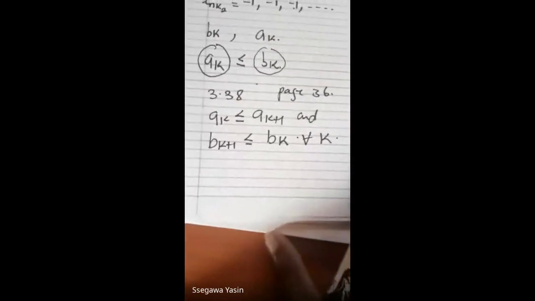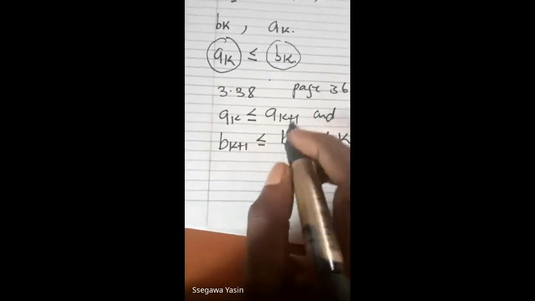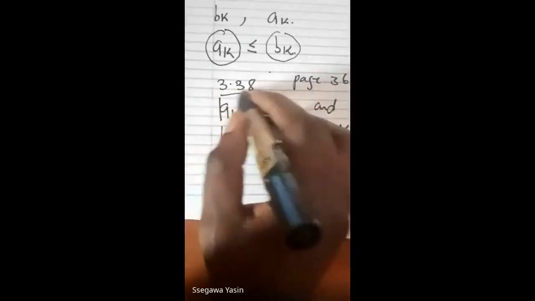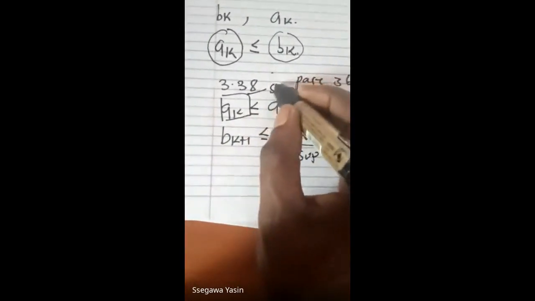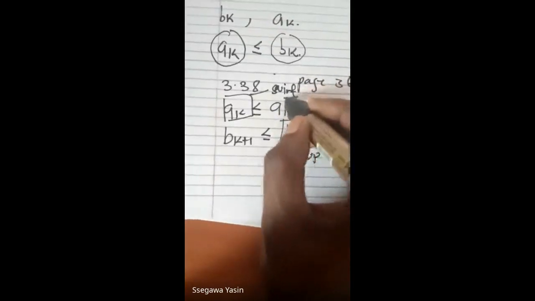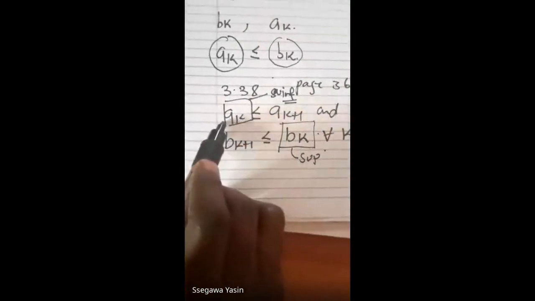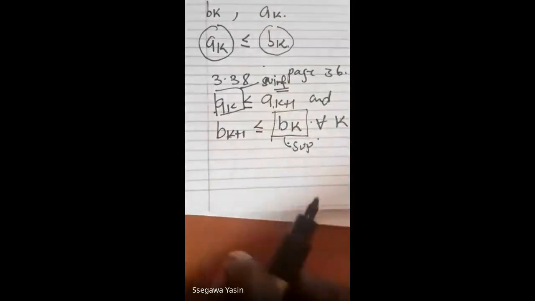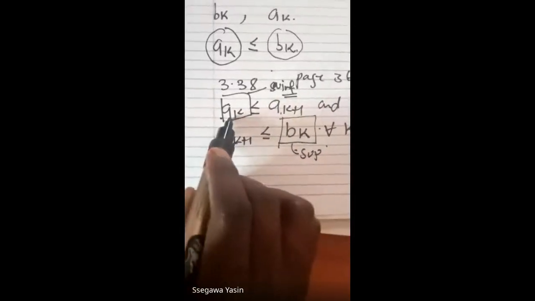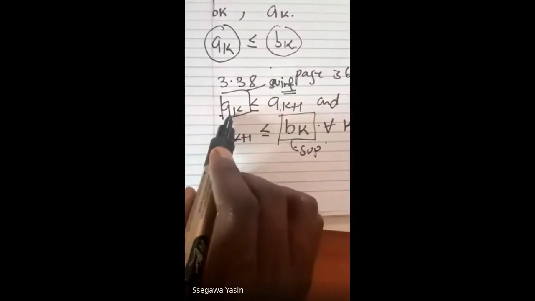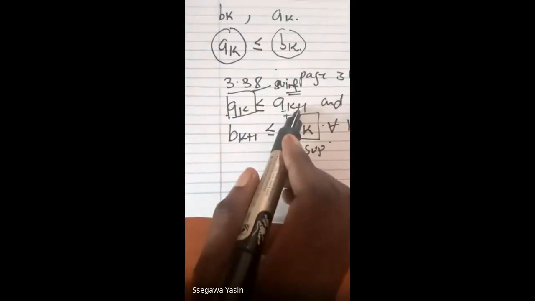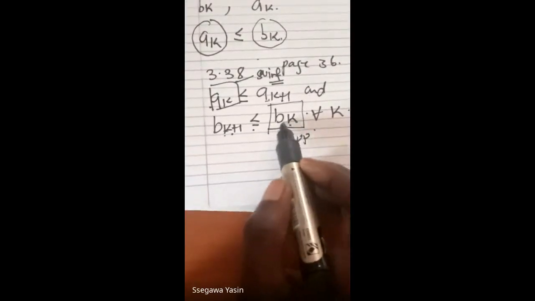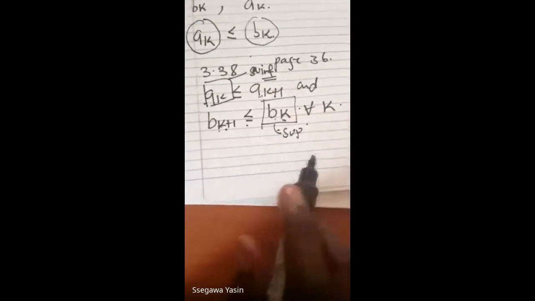What we are saying is that since we have already taken B_k to be our sup, and also taken A_k to be our inf, meaning that this is the smallest possible and this is the biggest possible, any other element should be within that. That's why we are saying A_k is smaller than any other value in A, and also B_{k+1} is smaller than any other value compared to B.